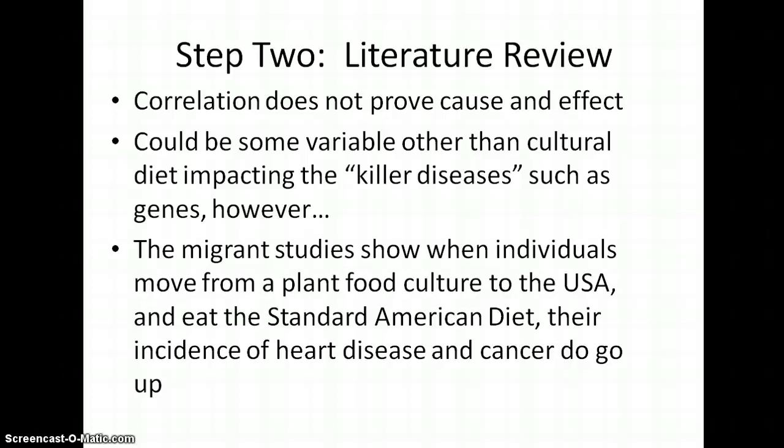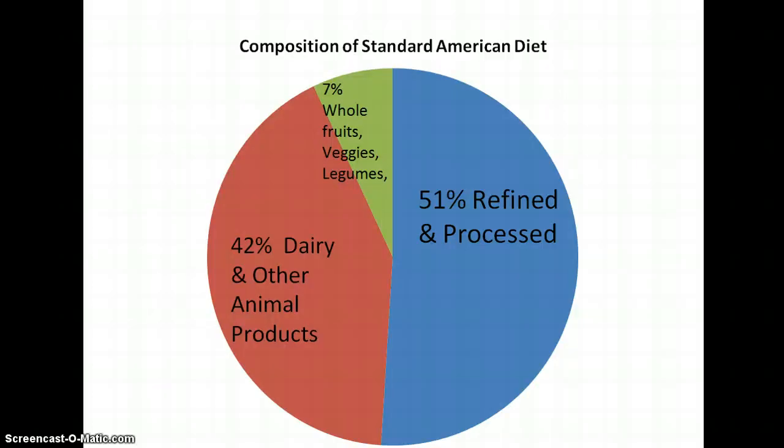However, as we continue our literature review, we come across the migrant studies, and the migrant studies show that when individuals move from a plant food culture like Southeast Asia to the USA and they eat the standard American diet, their incidence of heart disease and cancer go up as well. They didn't change their genes, they changed their diet. And our diet today, the standard American diet today, is even worse than it was in 1990. At least from the standpoint of eating whole fruits, whole vegetables, whole legumes, whole grains.